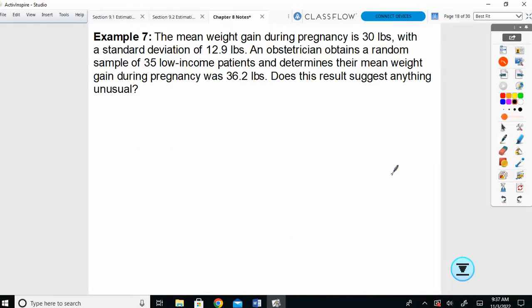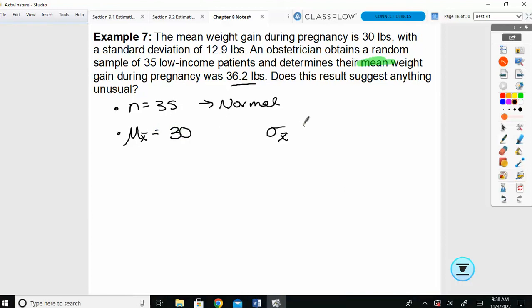All right, one more. Last one. So the mean weight gain during pregnancy is 30 pounds, standard deviation of 12.9. An obstetrician obtains a random sample of 35 low-income patients and determines the mean weight gain was 36.2. Does this result suggest anything unusual? So, did I tell you it's normal? No, but N is 35, that's bigger than 30, so we can say it's normal. Okay, I'm talking about the mean, so that's X bar, so I need my mean and standard deviation for X bar.